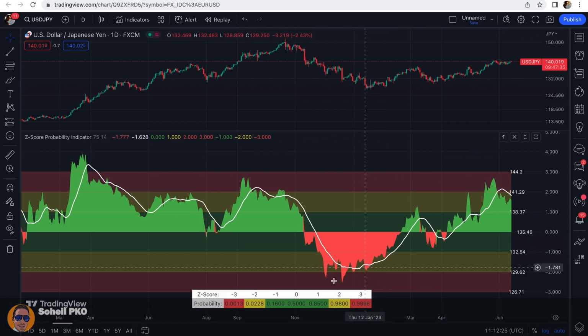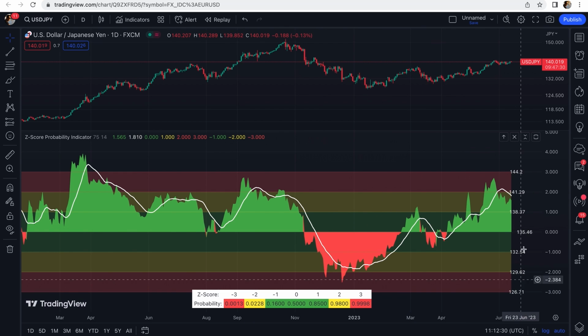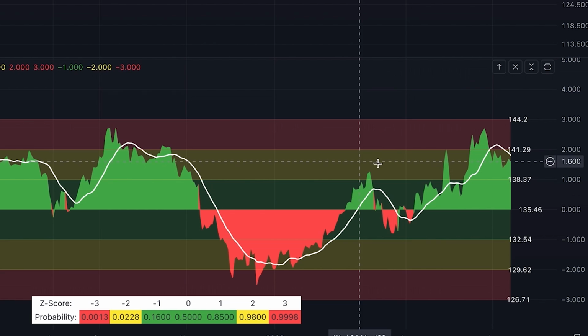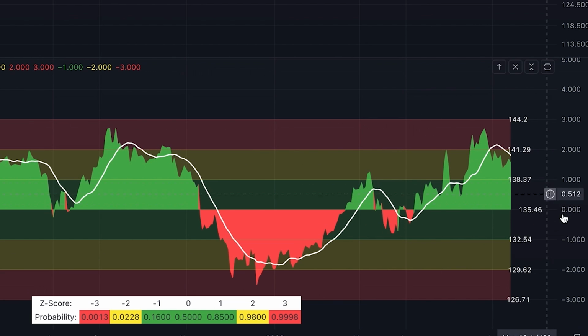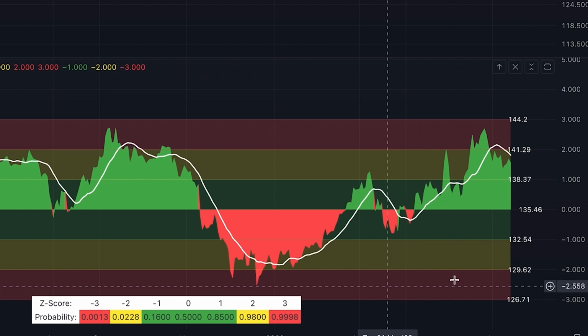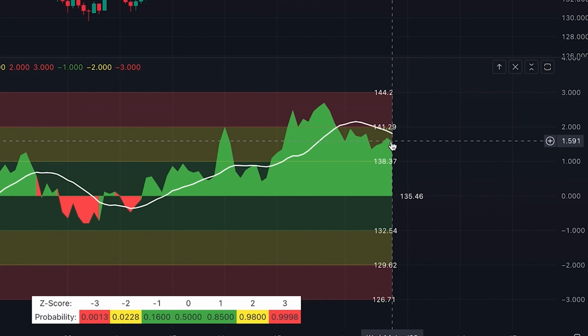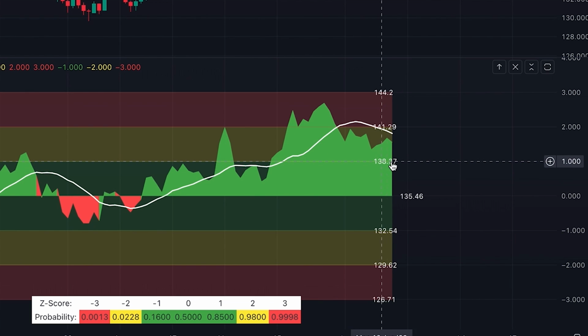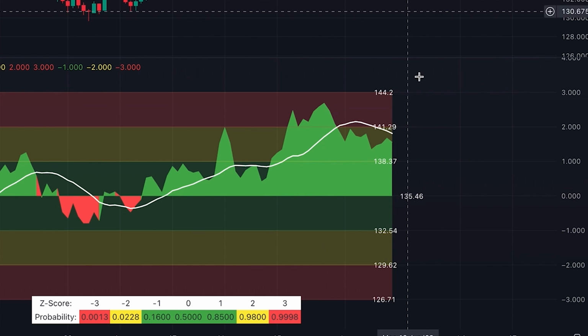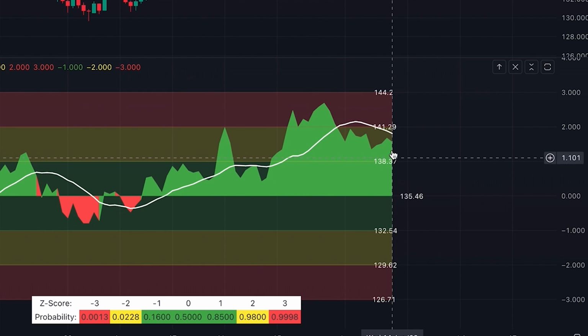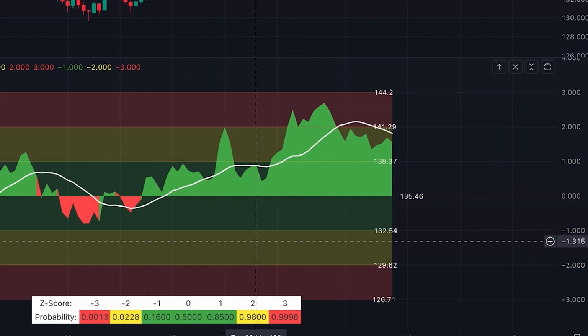Alright, now let's see what is going on with these probabilities and the price levels that we have here. As I said, we have 6 zones here: 0 to 1, 1 to 2, 2 to 3, and on the other hand, 0 to -1, -1 to -2, and -2 to -3. If we look at the current Z-score level, we can see that it's in the 1 to 2 Z-score range at the moment. A retracement to Z-score 1 corresponds to the price of 138.37 based on the current data set. The probability that we have a retracement to Z-score 1 is 85%.